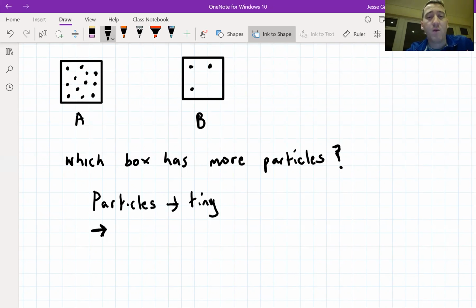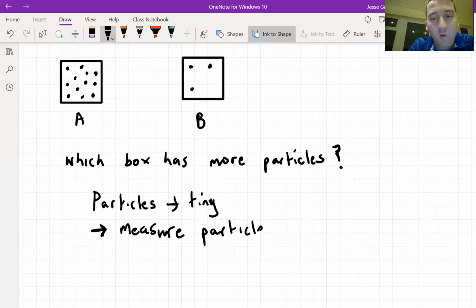So generally, if we want to find out how much matter is in something, how many particles we have, if we want to measure the particles, we often use a quantity.